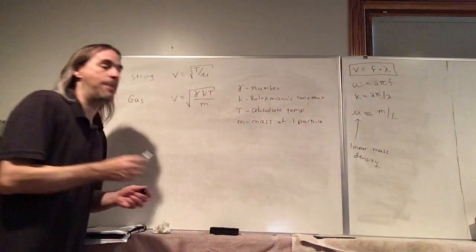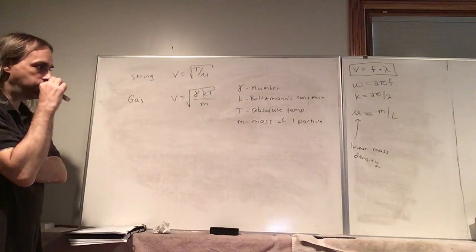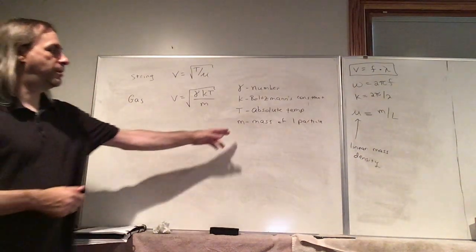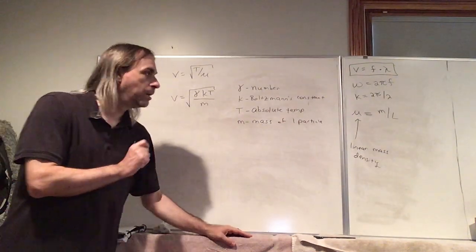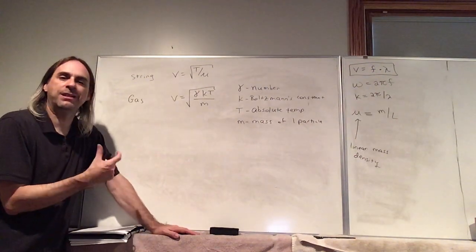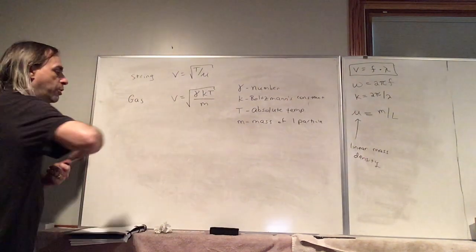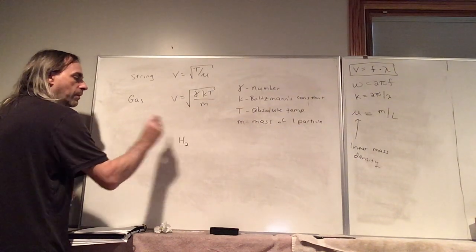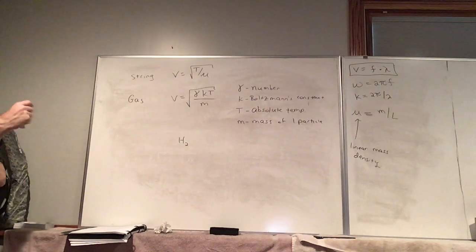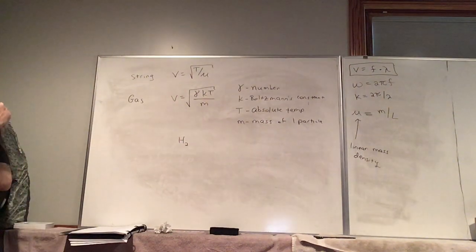Now that particle could be an atom or a molecule. If you have helium, that's a monatomic gas, so m would just be the mass of a single atom of helium. Hydrogen is diatomic. Two hydrogen atoms combine to form a molecule of H2. That would be one particle of the gas, and so m would be the mass of a hydrogen molecule, which is two hydrogen atoms.